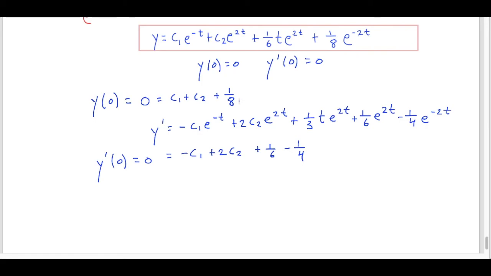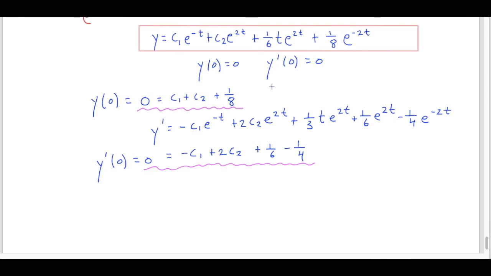In this first equation, I've gone ahead and plugged in t equals 0 into my general solution, and then I've set that expression equal to 0. In order to incorporate this second initial condition, I need the derivative of my general solution. So I've evaluated that here, and now I plug t equals 0 into this expression. That's what I get here, and then I set that equal to 0 as well.